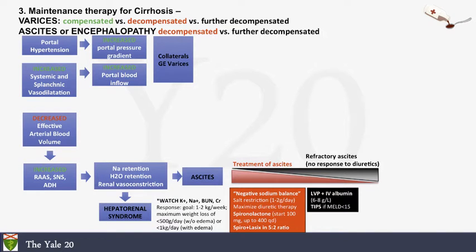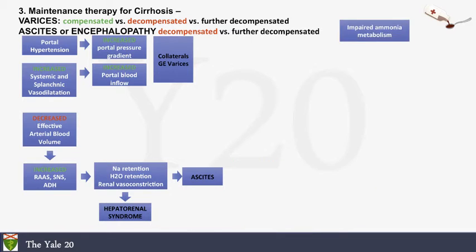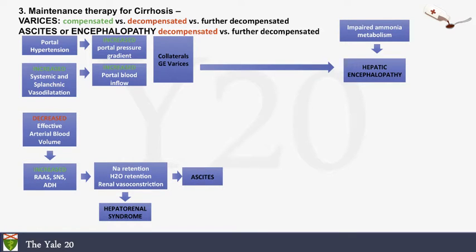Finally, refractory ascites. So remember, this is from compensated to further decompensated. That means that diuretic therapy has failed, and you want to do large volume paracenteses, stick a needle and take out the fluid, plus IV albumin, very important, or you can do a TIPS. Finally, impaired ammonia metabolism and the collaterals leading to recirculation with increased ammonia, hepatic encephalopathy.